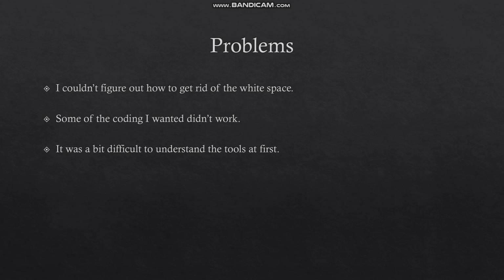And the second problem was for the last level that you saw. I tried to code it so that the character could light up the unlit torches, but it was pretty difficult to figure out a solution to how to make the torches light up. And it was difficult to understand the tools at first and figure out how exactly to put in the coding, but eventually I managed to come through it.